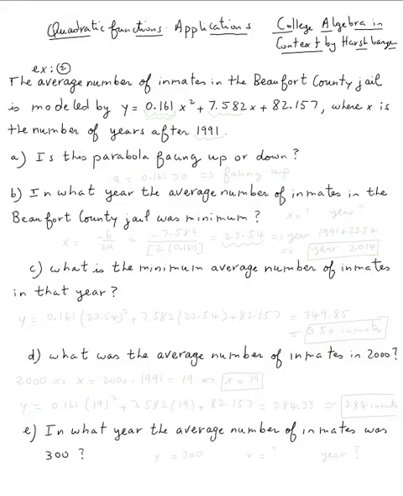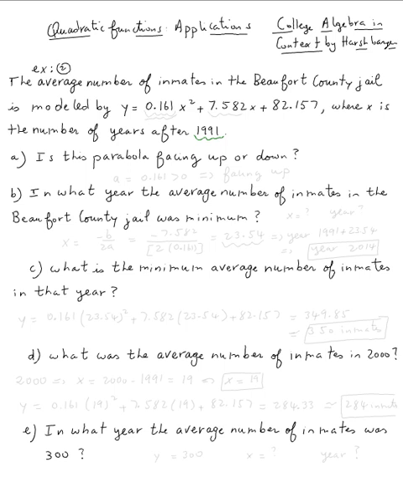Alright, the topic here is quadratic functions and its applications. So here's an example. The average number of inmates in the Beaufort County Jail is modeled by y equals 0.161x squared plus 7.582x plus 82.157. X is the number of years after 1991.